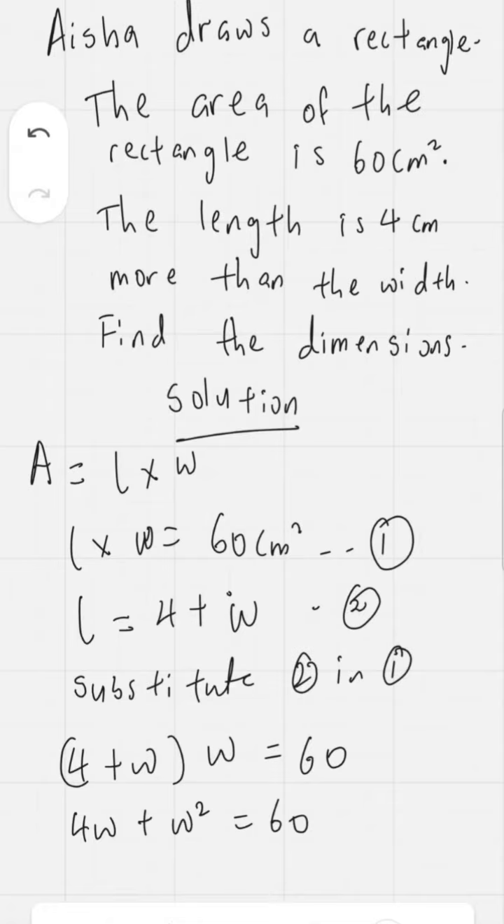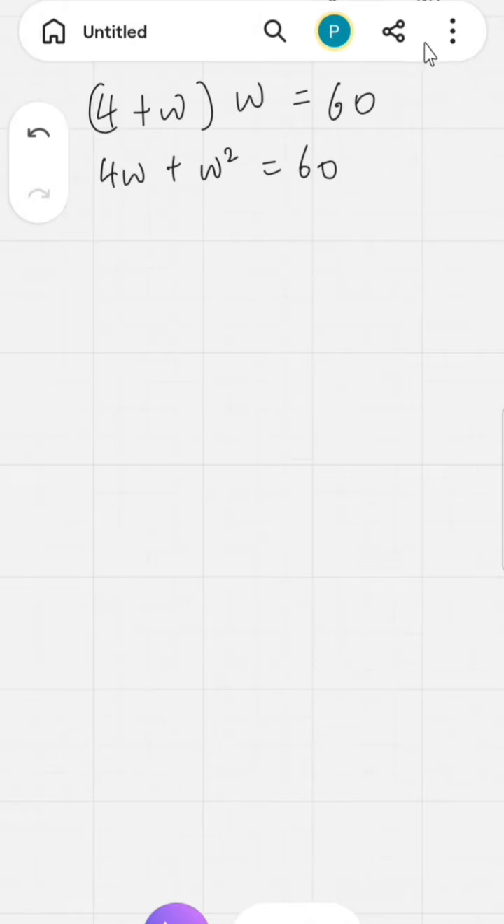Once you see W square, you have a quadratic equation, and there are 3 methods for solving a quadratic equation. But today we'll be looking at factorization method, and then maybe subsequently we'll look at completing the square method. But I will also give you the formula for finding formula method, because we have 3 methods: factorization, formula method, and completing the square method.